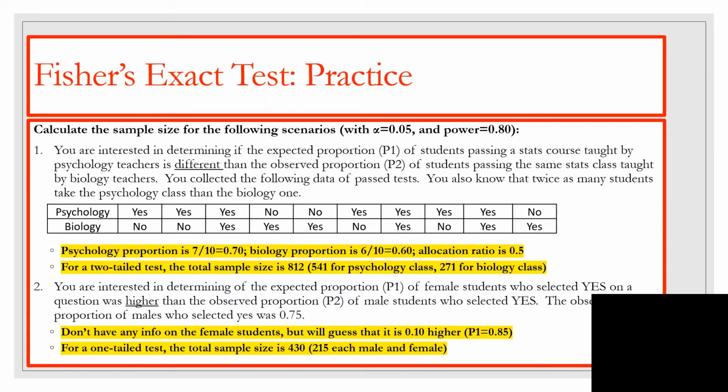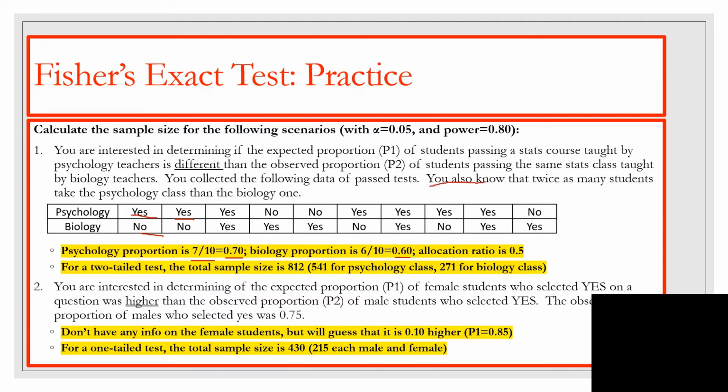For example 1, we have raw data, and we're asking if there's a difference. We see here, of course, that these are not numbers, but binary data, yes, no, proportions. So we can calculate the proportions ourselves. For psychology, the number of yeses was 7 out of 10. So yes means pass, or 70%, while the biology proportion was only 60%.